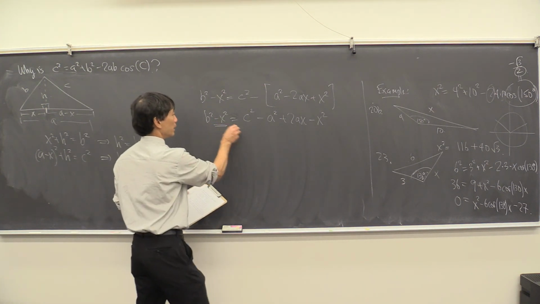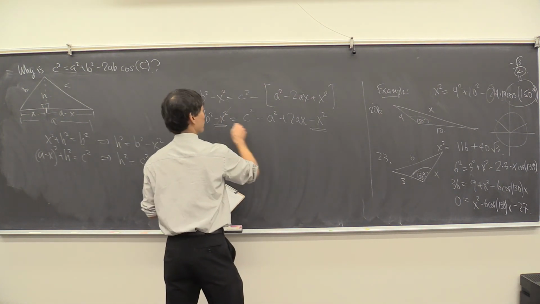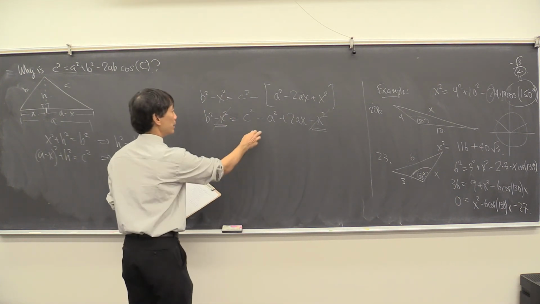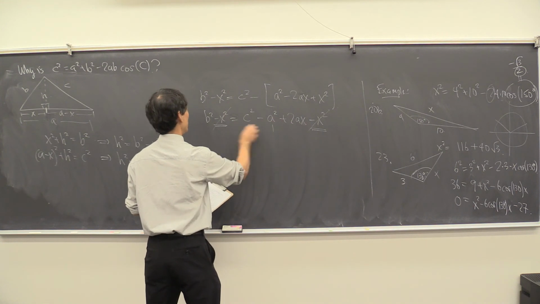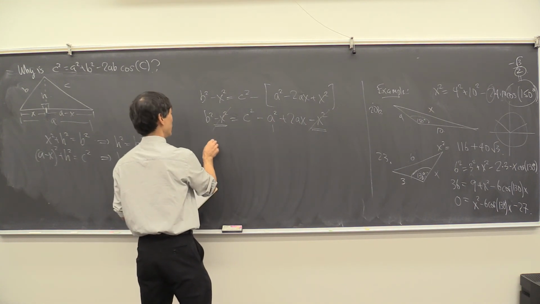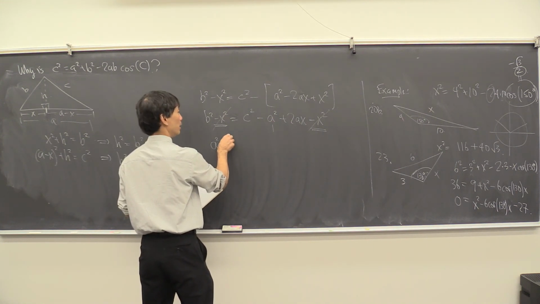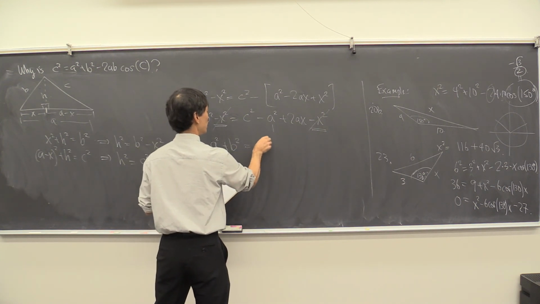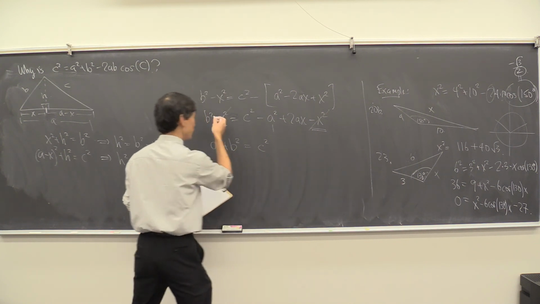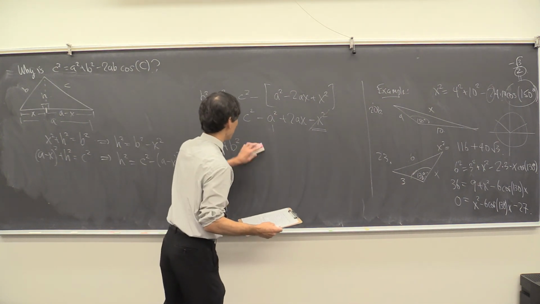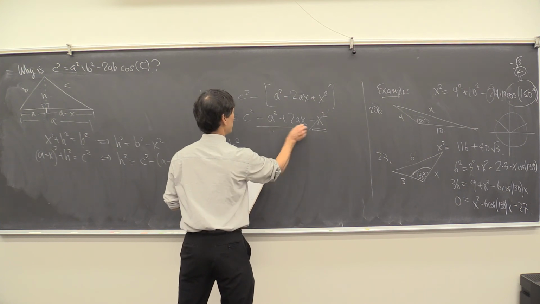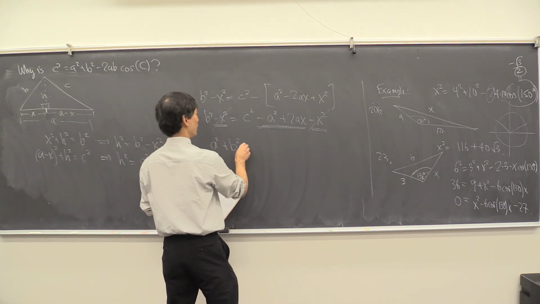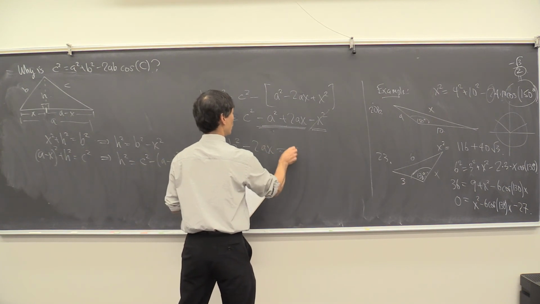Now we've got a negative x squared on the left and we've got a negative x squared on the right. So we can get rid of those guys, right? And what we're seeing is that, let's add a squared to both sides, and we get a squared plus b squared equals c squared plus 2ax. Sorry. I'm going to move this stuff all to the other side. So we get a squared plus b squared minus 2ax equals c squared.